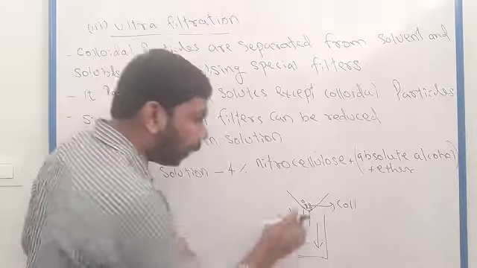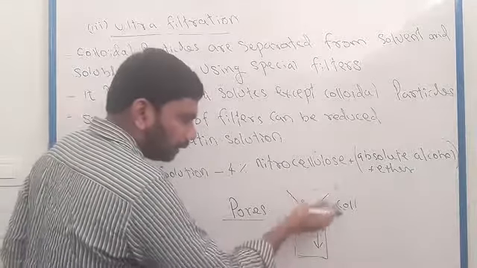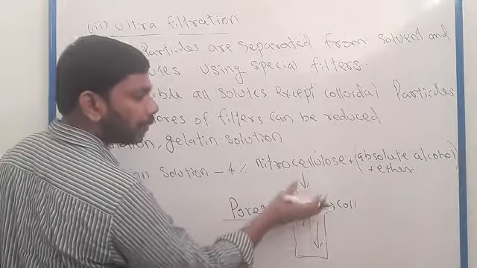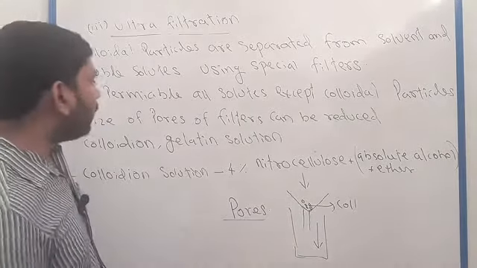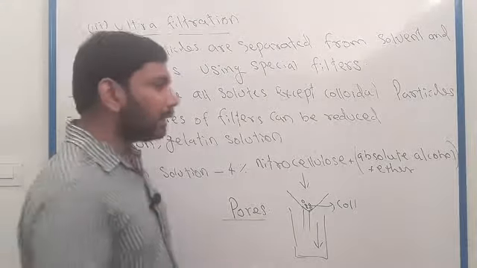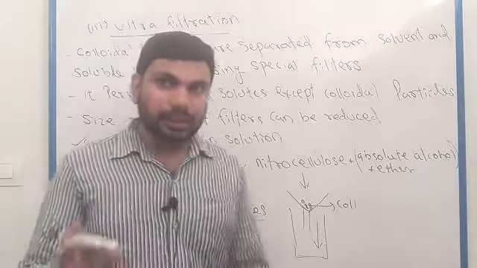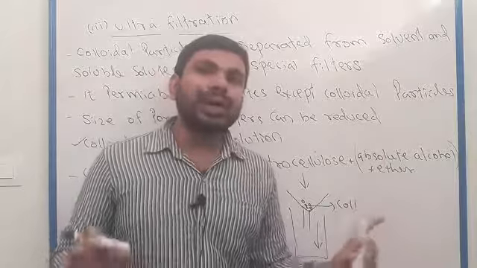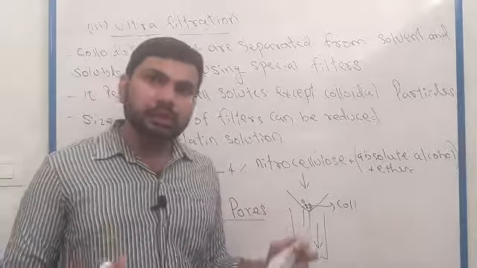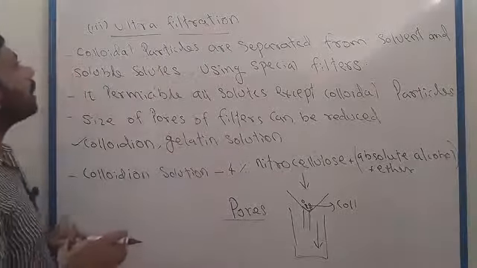We can control the pores of this filter by pouring gelatin solution. Before adding colloidal solution, we have to put gelatin solution or colloidion. Colloidion means 4% nitrocellulose in absolute alcohol and ether. This mixture is called colloidion. This colloidion or gelatin solution helps to control the size of the pores of ultrafilters. This process is called ultrafiltration.